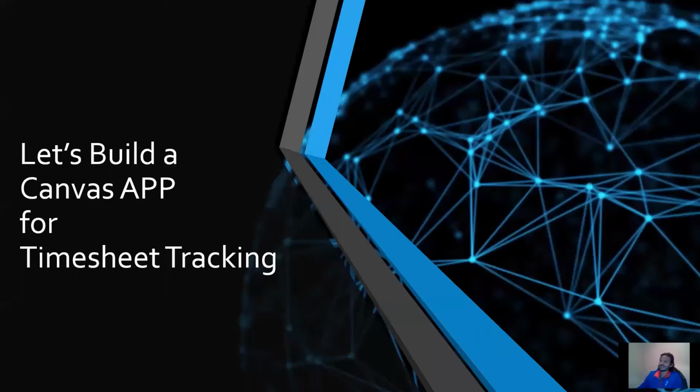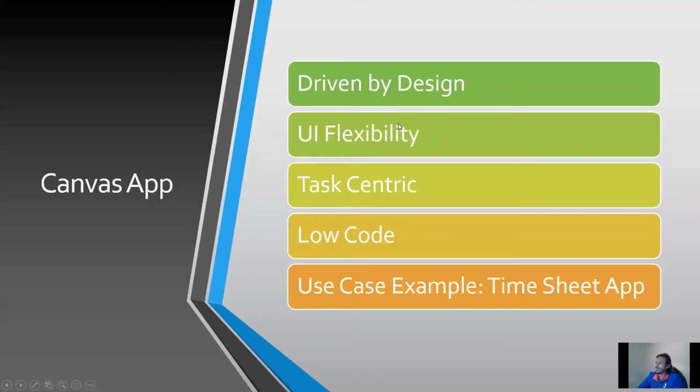Hello, Power Platformers. So in today's video, we're gonna do the second part of our model-driven app versus Canvas app, in which we are going to build a Canvas app for timesheet tracking. Now, just to recap, a Canvas app is driven by design, and its UI is flexible compared to a model-driven app. It is task-centric, so we are using timesheet tracking as a task that we are going to implement in a Canvas app. It is not going to be a no-code solution. There'll be some code involved. So let's jump into it.